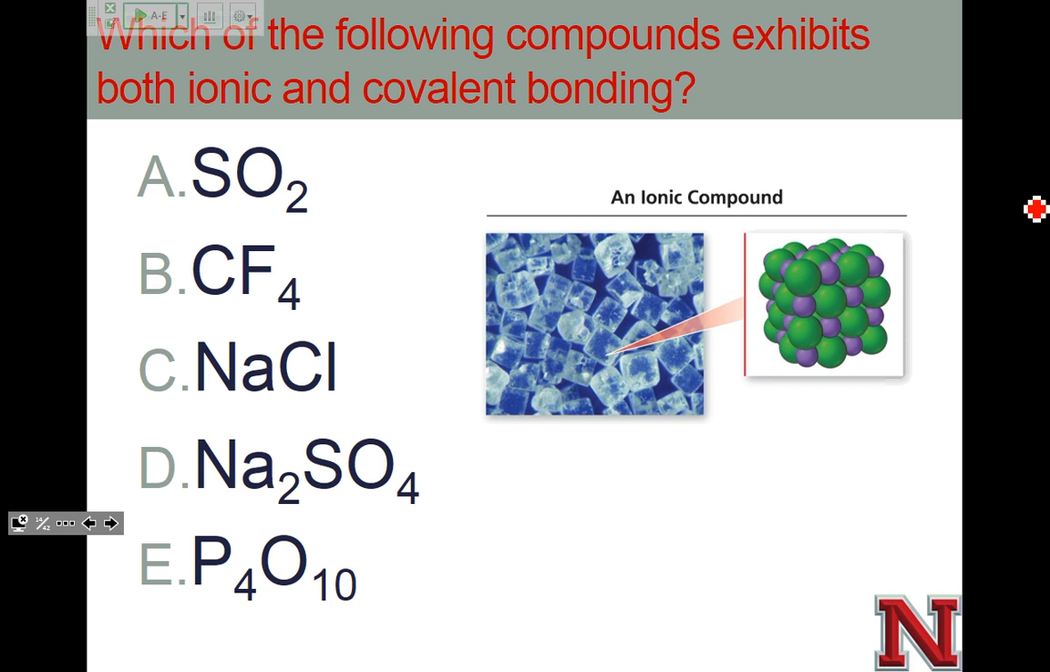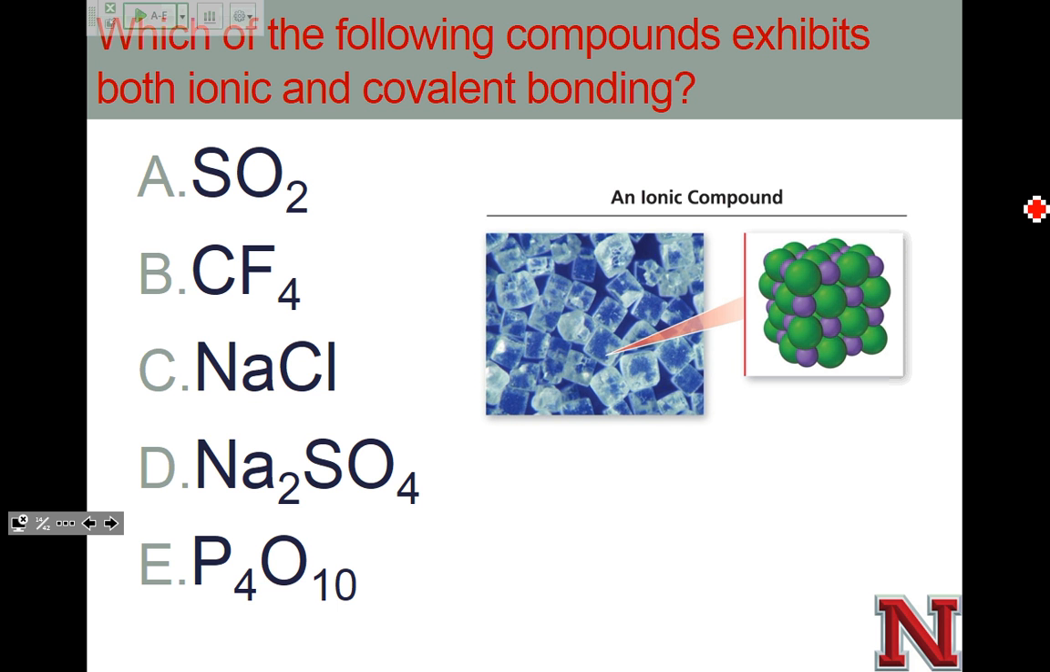So looking at this one, which has both ionic and covalent. This first one, sulfur is a nonmetal, oxygen is a nonmetal. It's only attractive forces between nonmetals. So in that case, we just have covalent bonding. Same thing with CF4, again, all nonmetals. Sodium chloride, we have a metal and a nonmetal, so that's ionic.